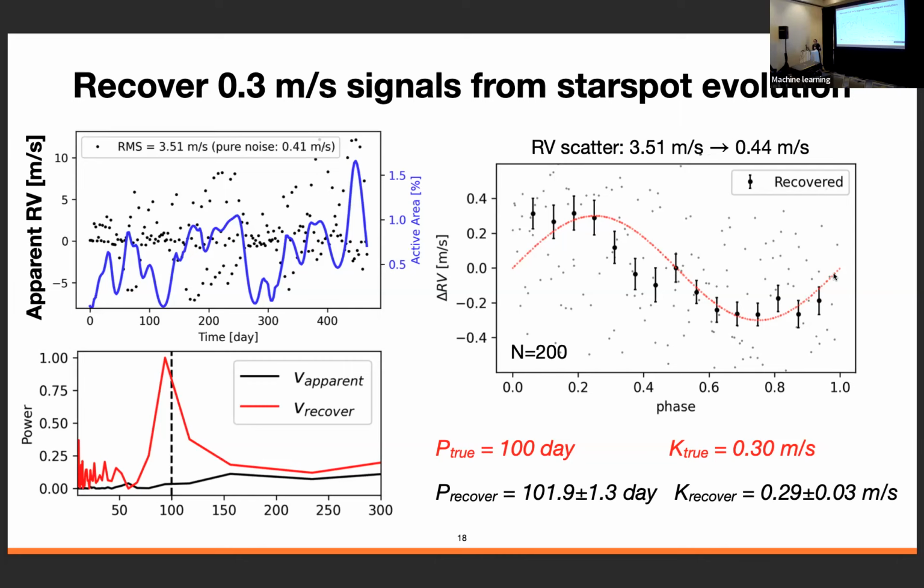The algorithm has no problem handling time structures, although it does not utilize any time domain information. On the right-hand side, you can see that using just 200 spectra, we again recovered a beautiful 30 centimeter per second signal, which is even comparable to the injected photon noise. We also achieved the theoretical limit. If we plot the signal in the periodogram, we will see a beautiful peak at the correct location.